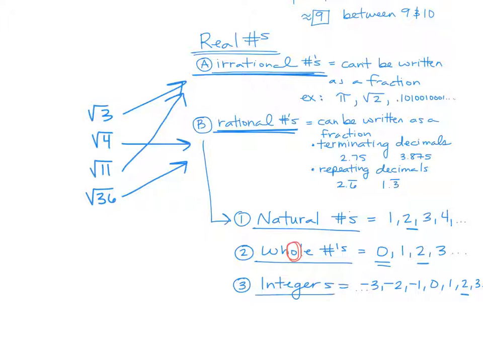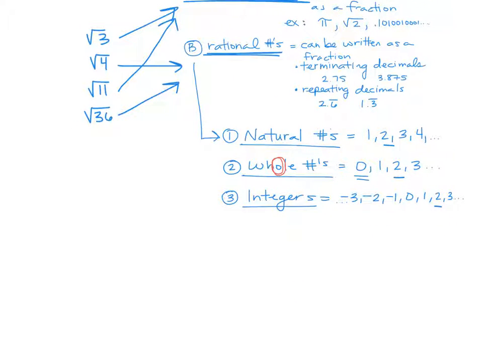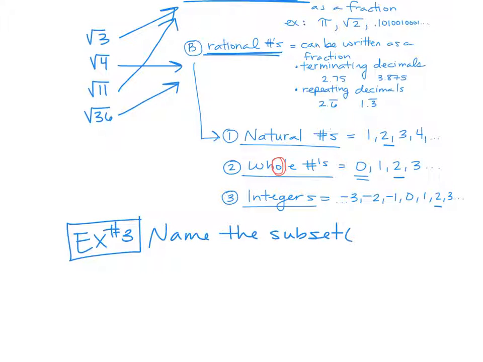All right. I'm going to give you an example. You tell me the subsets that this would fall into, as many as you can, okay? Irrational, rational, natural, whole, integer. What do these numbers fall into? This is example 3. So this is name the subset. Subsets. Might have an S, might not.